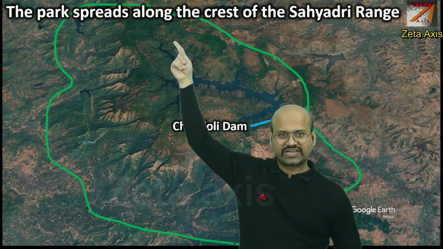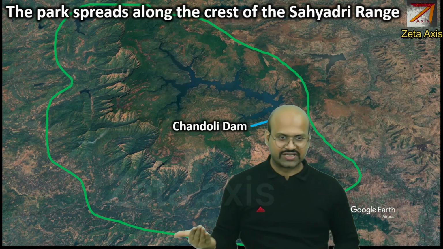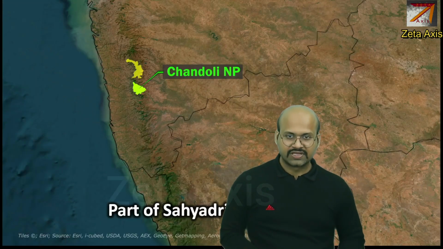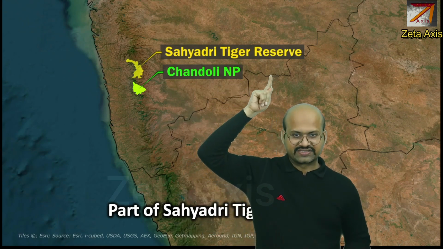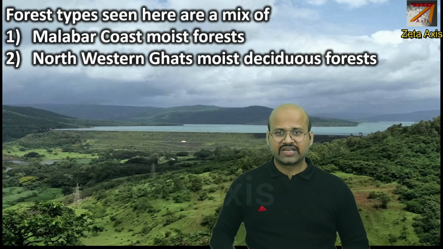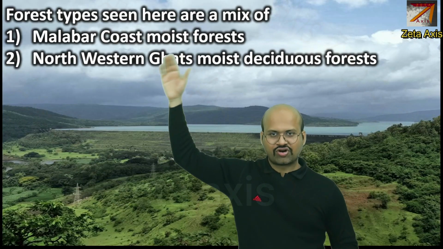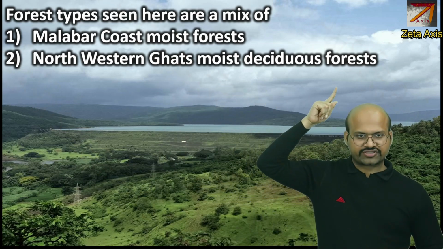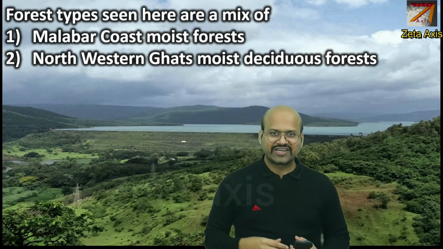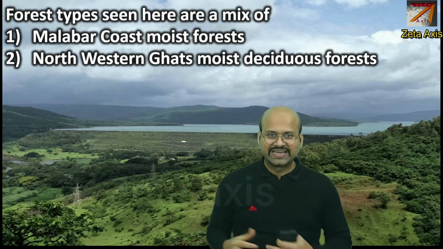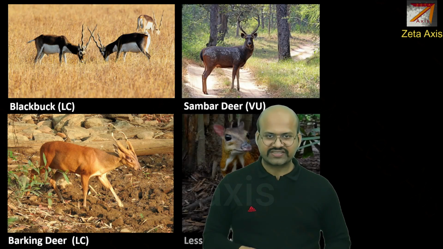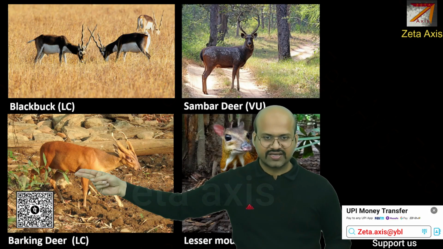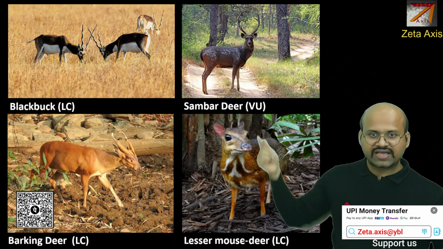The park spreads along the crest of Sahyadri range, that is Western Ghats, which you have seen in the last slide. The Chandoli National Park is also a tiger reserve under Sahyadri Tiger Reserve. So it is part of this tiger reserve. The forest is mainly coast moist forest or northwestern Ghats moist deciduous forest. So we can see that it is also a deciduous forest, but it is moist deciduous forest. Earlier we had dry deciduous forest. These are the animals which are found in this national park. There is blackbuck, barking deer, lesser mouse deer and sambar deer.